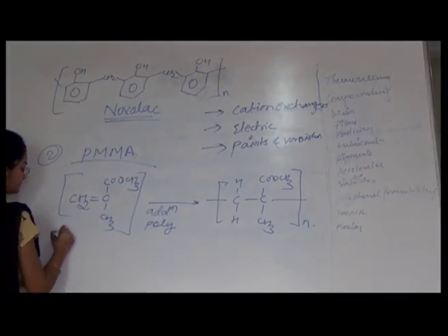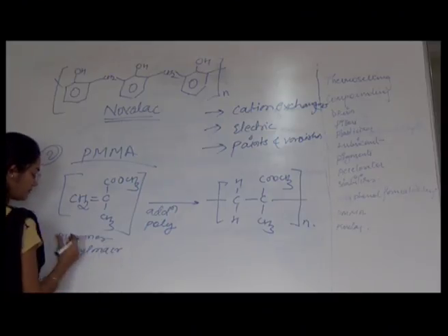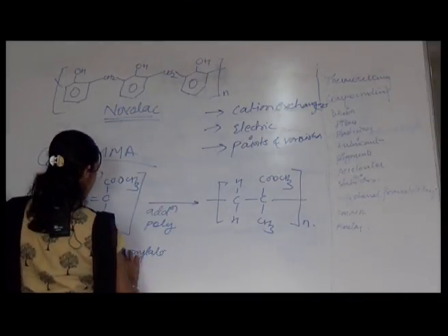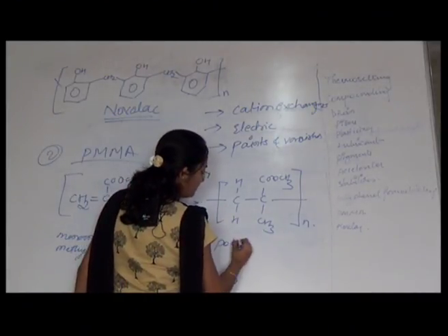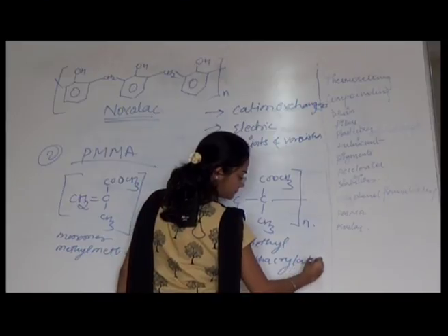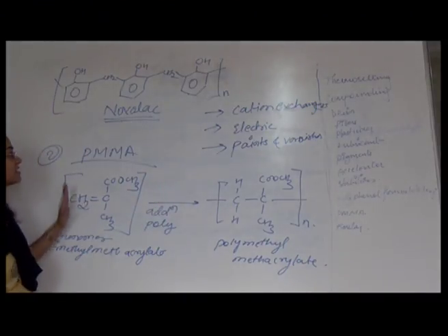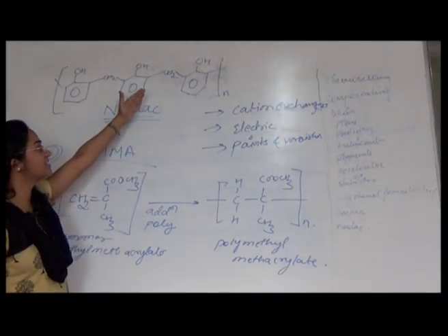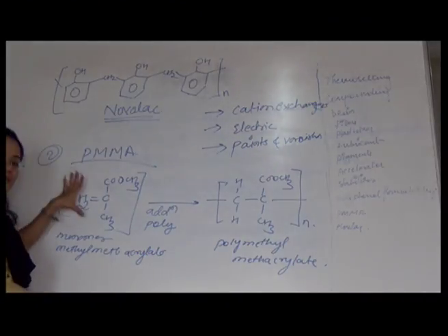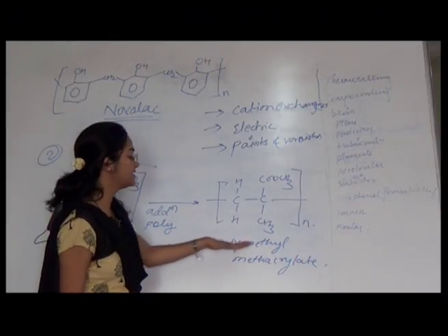This is a monomer which is known as methyl methacrylate, and this is polymethyl methacrylate. So very simple, it is an example of addition polymerization. Our first one was an example of condensation polymerization where there was an elimination of an H2O molecule. Here it is an example of addition polymerization, just because only one monomer is added several times to get n number of that particular monomer, hence it is polymethyl methacrylate.